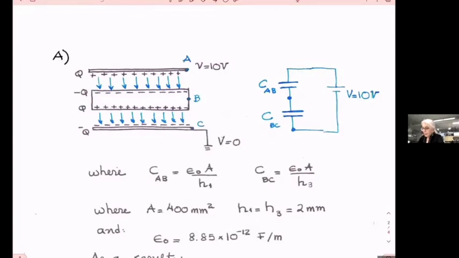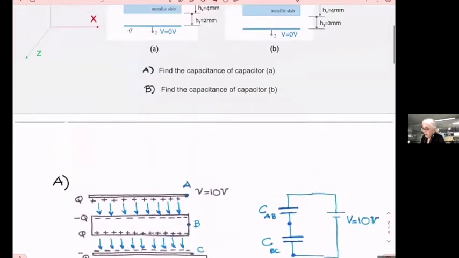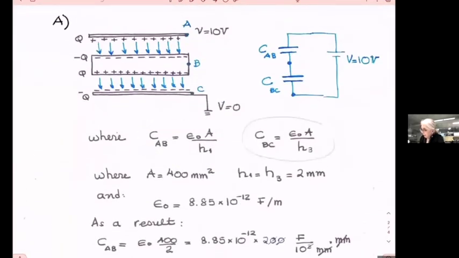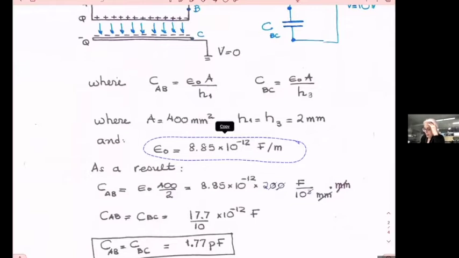So practically here you have two capacitors in series, all right? Even if what you have in between is not a dielectric but metal. And so you find the capacitance of one, which is given by epsilon naught, since it's free space, times the area divided by the separation H1. The second one is given by epsilon naught times the area divided by the separation H3. H1 and H3 are the same.